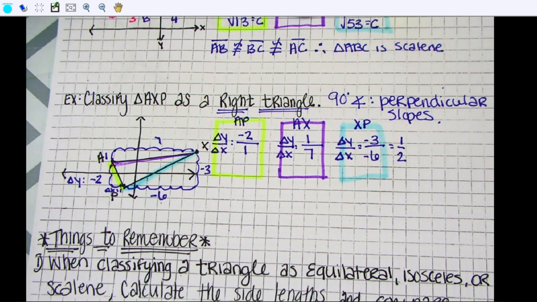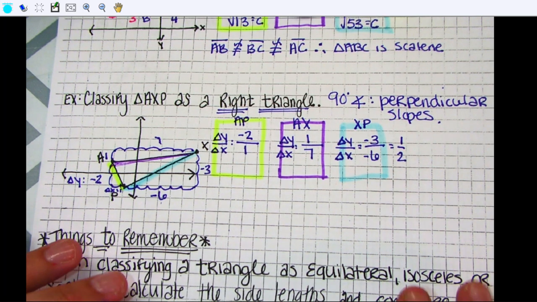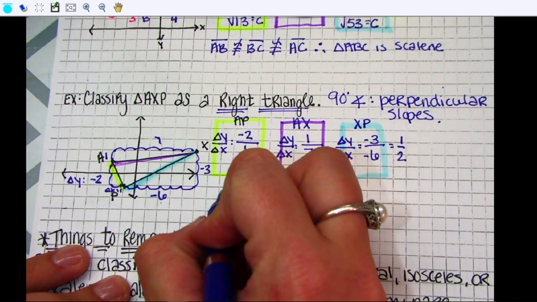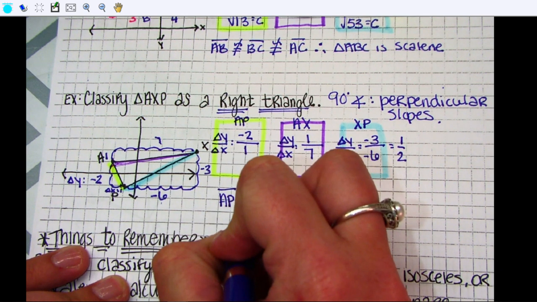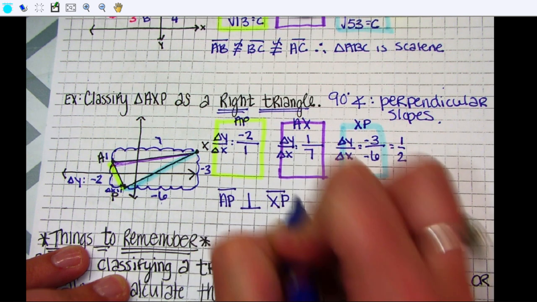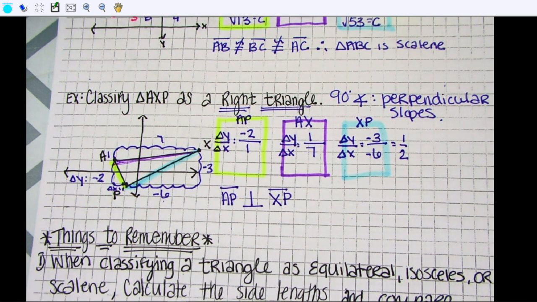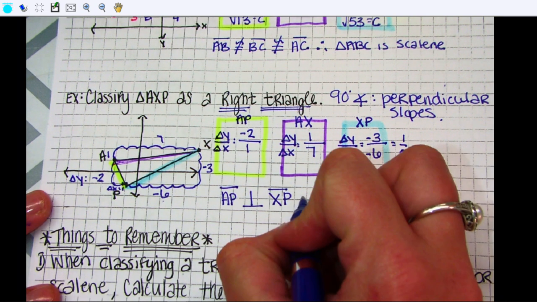So the name of those segments are what? The way we write our segment is AP is perpendicular to XP. Or you could flip it and put XP first, but the goal here is to find the 90-degree angle. So we're looking for perpendicular slopes. The symbol for perpendicular looks like an upside down capital T, and it also looks like two perpendicular lines. So AP is perpendicular to XP.